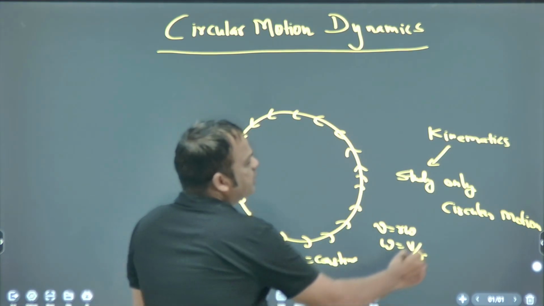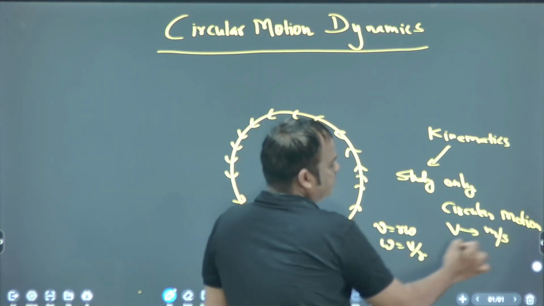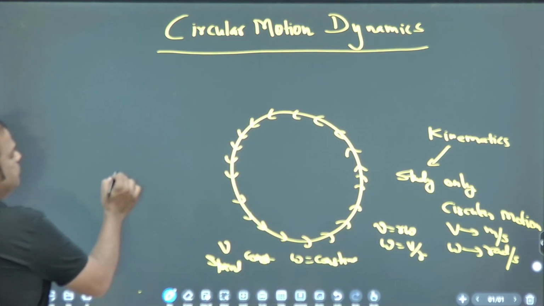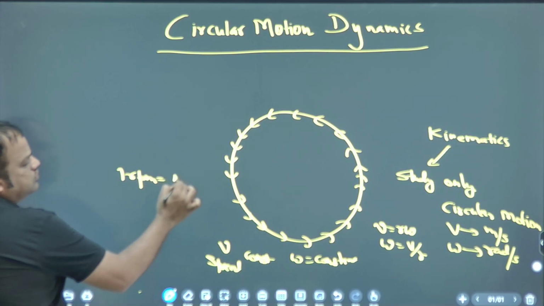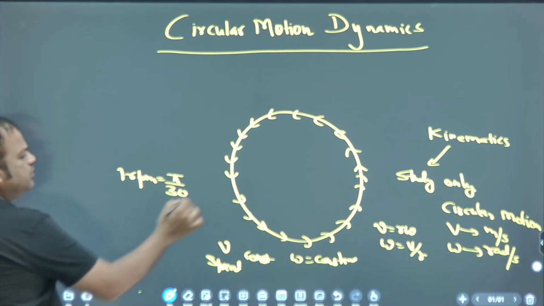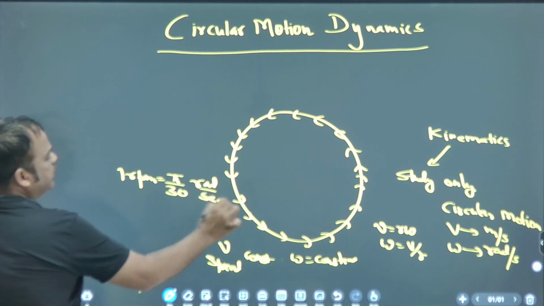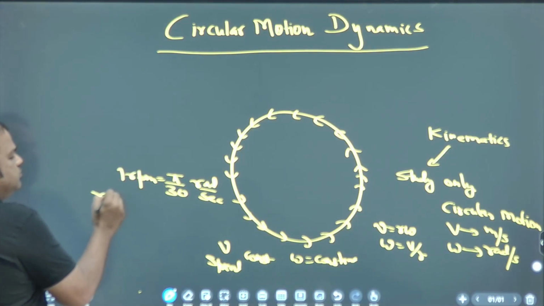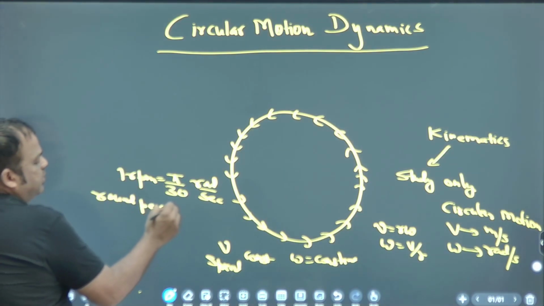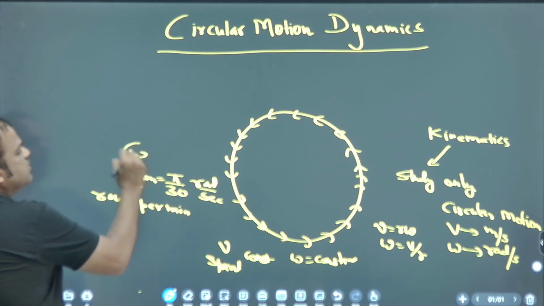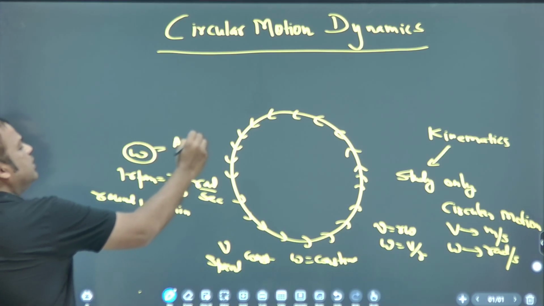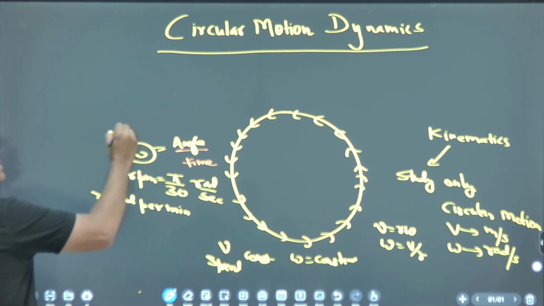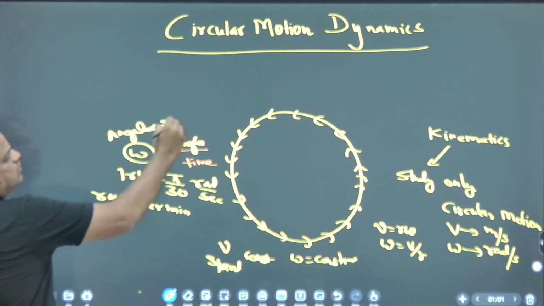What is the unit of V? Meter per second. Omega, radian per second. RPM, 1 RPM is equal to pi by 30 radian per second. Okay, you know it already, right? Round per minute. So omega means angle upon time, right? Rate at which angle is covered. This is known as angular speed.